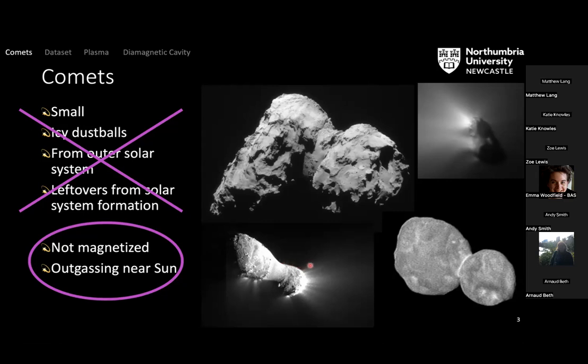And you can see this very nicely in these two pictures. So this is Comet Halley. This is an image that Giotto took, and you can very, very nicely see the dust and the gases coming off of it.